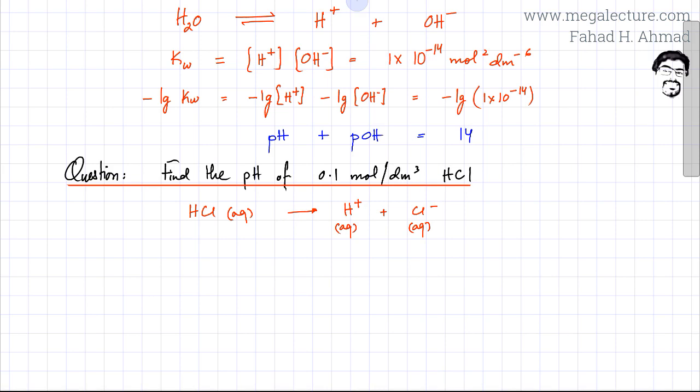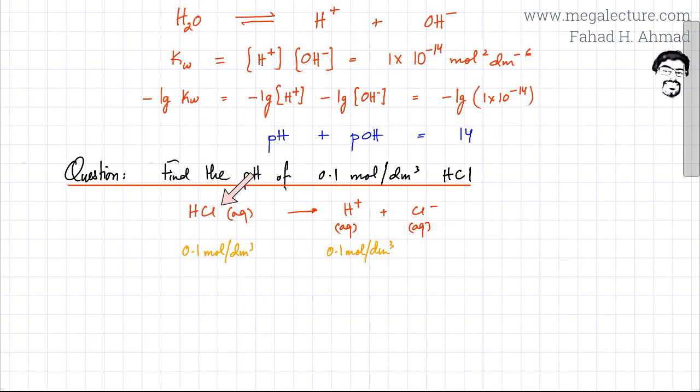So if I have 0.1 mole per decimeter cube of HCl, then the concentration of H+1 ion is going to be exactly the same. It's going to be 0.1 mole per decimeter cube as well. So finding pH becomes very easy for strong acids.